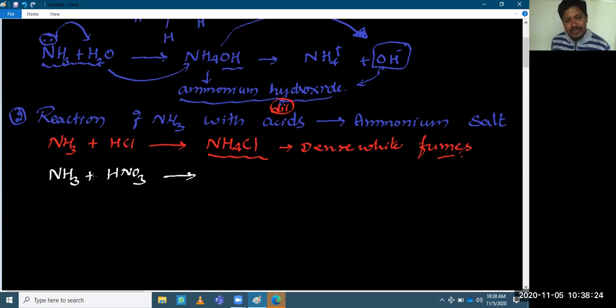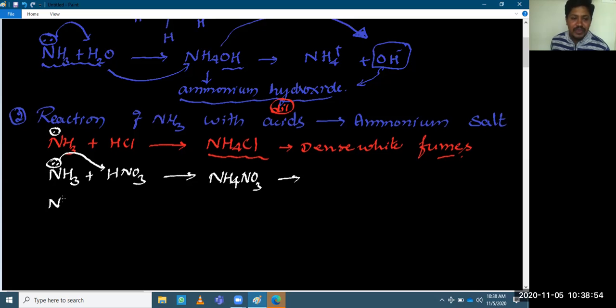What happens here? Nitrogen is highly electronegative, so it displaces the less electronegative element from the compound. Actually, ammonia reacts with the acid. Ammonia contains a lone pair of electrons. That lone pair is donated to the hydrogen ion and merges to form an NH4 plus ion, and nitrate is the NO3 minus ion. Together we get the compound ammonium nitrate.